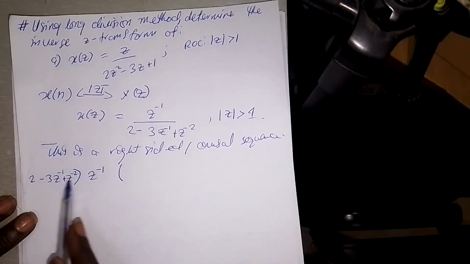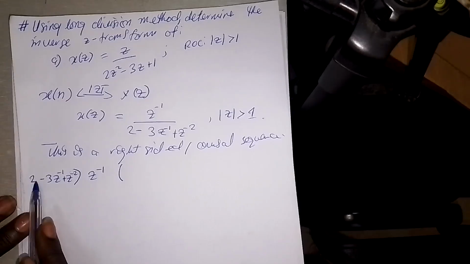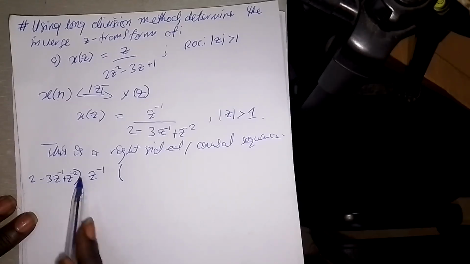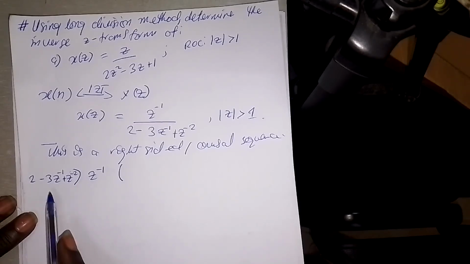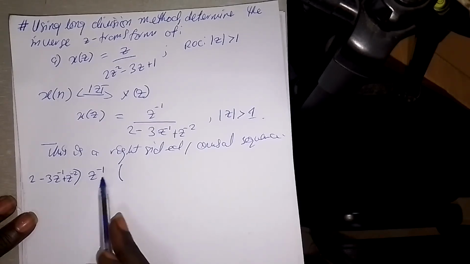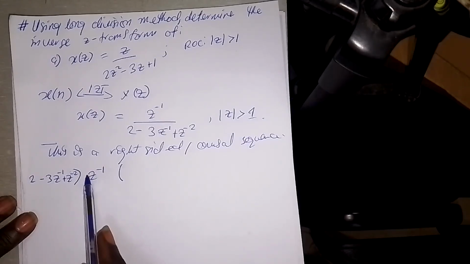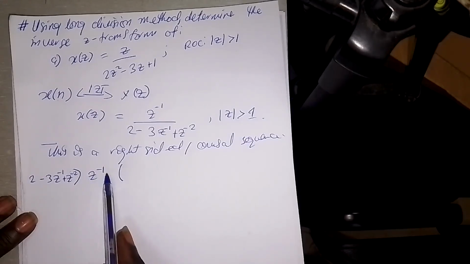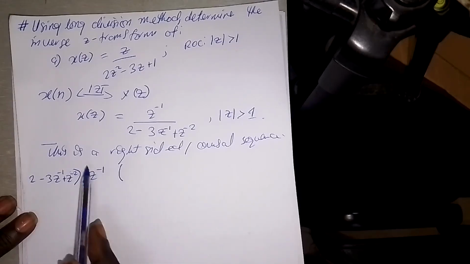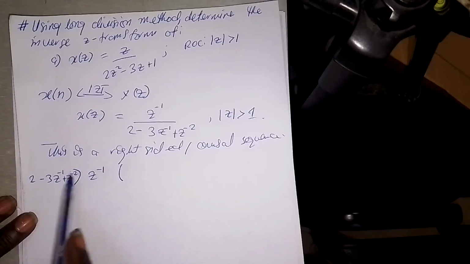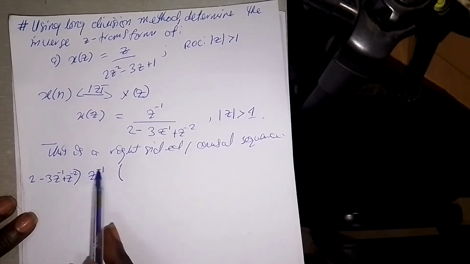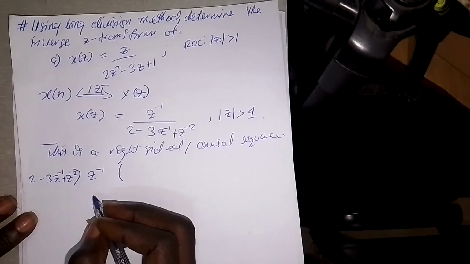You should note the difference if it were a left-sided sequence, or an anticausal sequence. I would have started with z exponent minus 2, z exponent minus 1, then 2. But it's the opposite whenever it is right-sided. Here also, because I have only this one, that's why I've written it this way. If I had a different thing, I would have done it in a similar way. I would have begun with the highest power to the lowest one if it is right-sided. But if it is left-sided or anticausal, I'll begin with the lowest power to the highest power. So now let's go with our division.